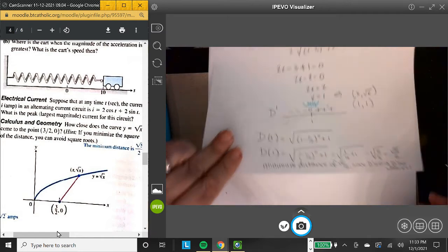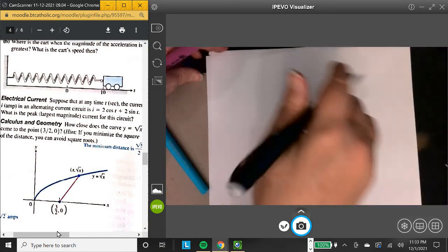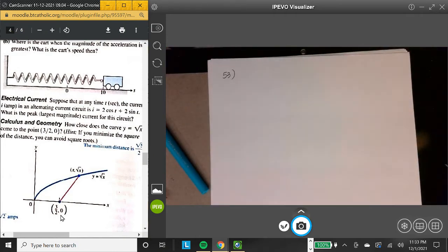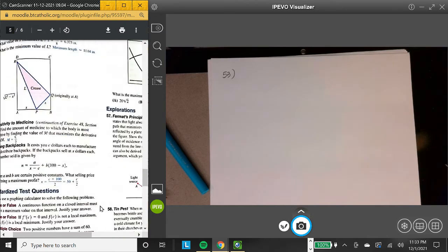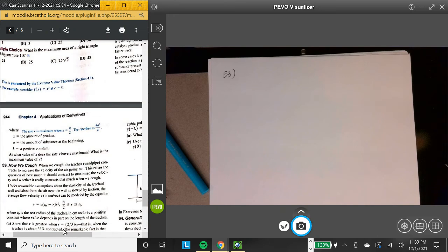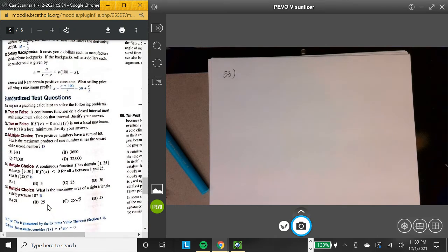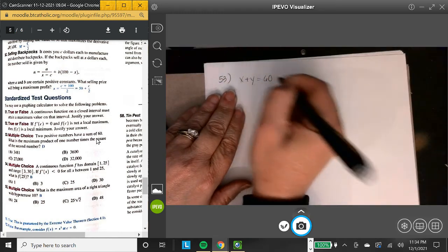All right, number 53. Let's see here. All right, 53 says two positive numbers have a sum of 60. So x plus y equals 60.